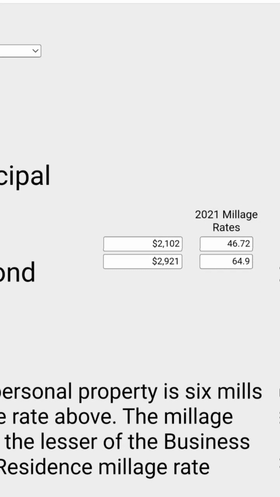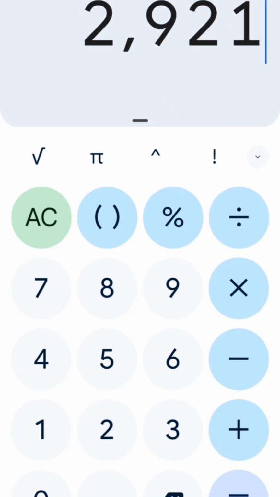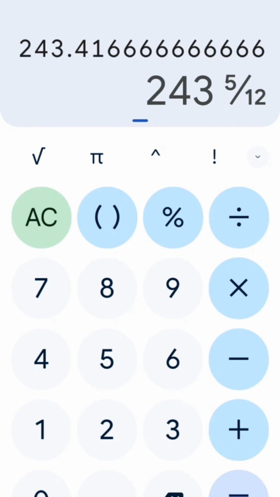And then the next step is going to a calculator and taking that number and dividing it by 12. So 2,921, divide that by 12. Now this is going to give you your monthly tax cost.